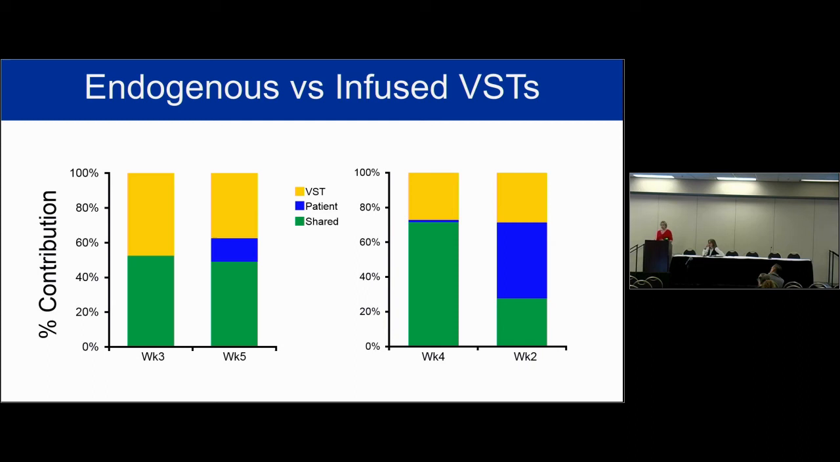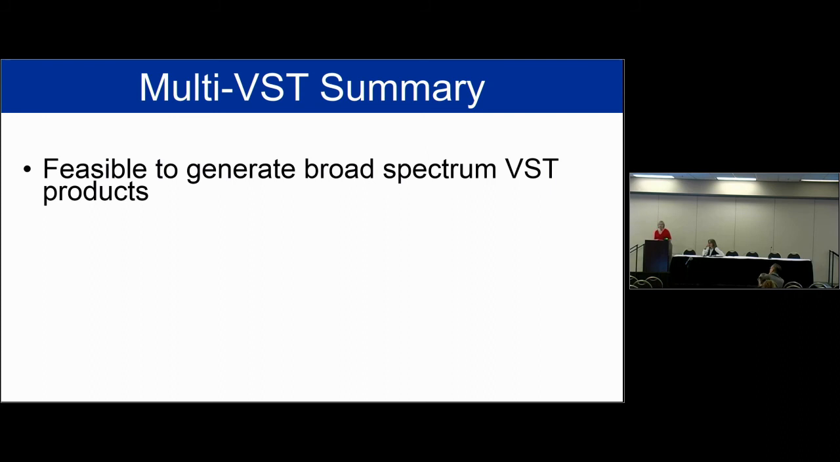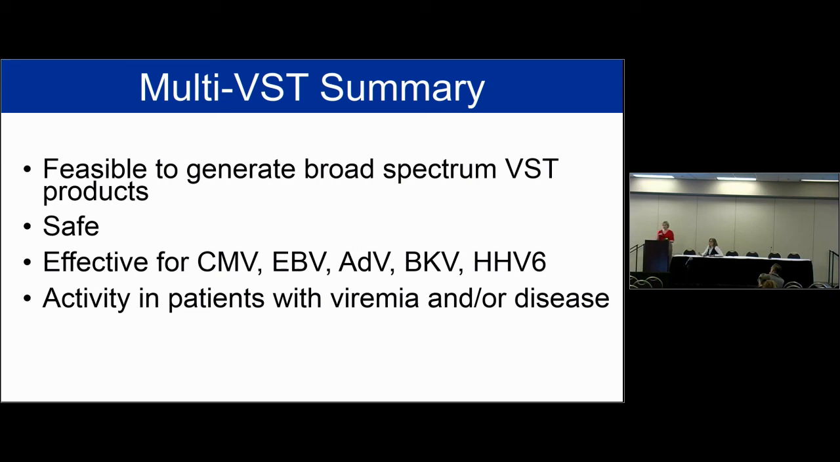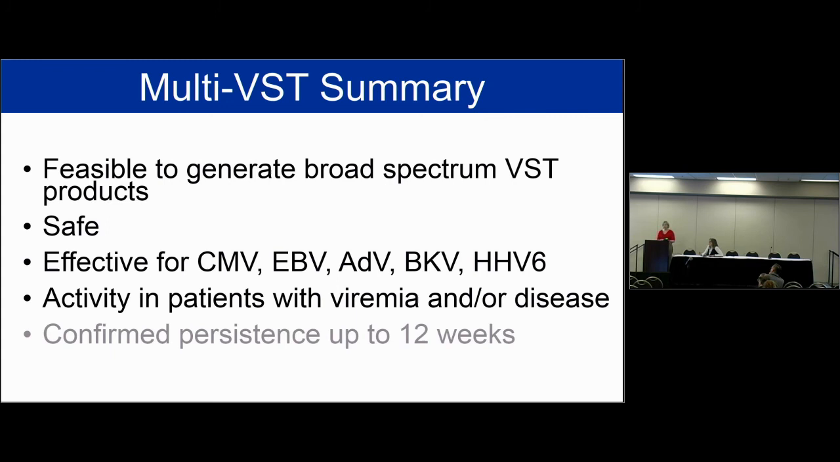So in summary then, I hope I've demonstrated to you that it is very feasible to generate virus-specific T-cell products that are not targeted to a single virus but can actually be specific for multiple viruses that are clinically problematic in this patient population. We've demonstrated the safety of these products when infused to patients, both as donor-derived and off-the-shelf third-party products. We have seen activity of these cells against all of the viruses that we've targeted to date, both in patients where we're just measuring the viral load in blood or urine, but also in patients who have measurable disease. And with our third-party off-the-shelf cells, we have seen that these cells can persist out to 12 weeks post-infusion.